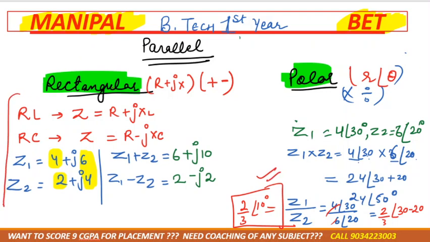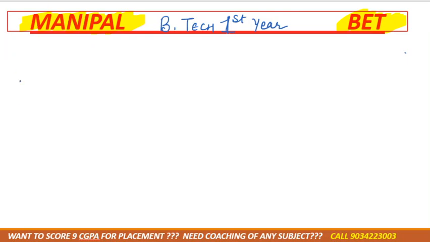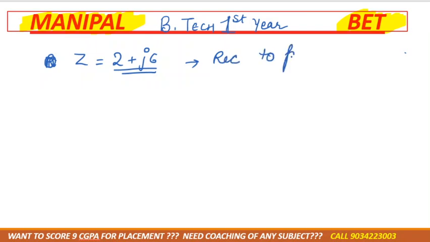But what if we have the rectangular form like 6 plus j10 and we want to multiply or divide something? For that you need to convert it into the polar form. Okay, how will you convert it? Again by using the calculator only. Suppose you have in the rectangular form Z is equal to 2 plus j6. This is in j form, meaning it's in rectangular form, and you want to convert it into polar form. So how will you convert?